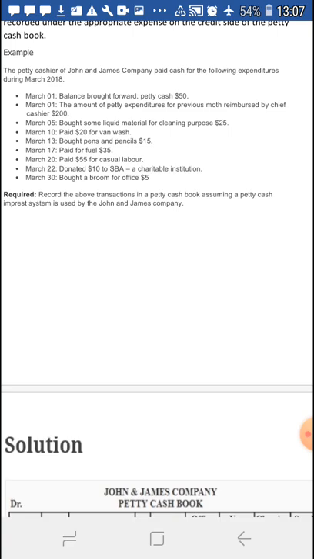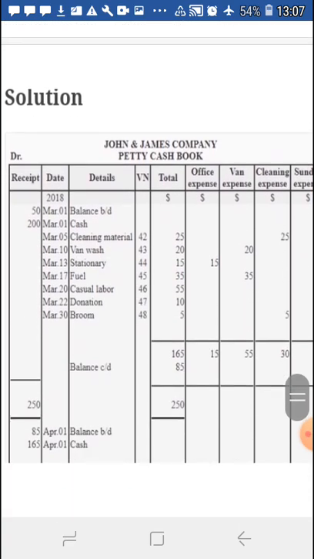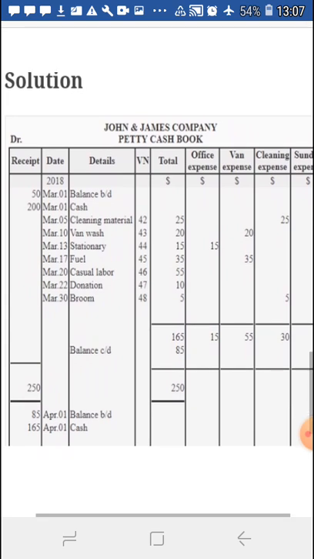Now, what to do? Record the above transactions in a petty cash book, assuming a petty cash imprest system is used by the John and James Company. Good. So here we have an imprest system, whereby the cashier will ask for the details of how the expenses were made in the previous month, and whatever balance they have will be added to the current month. I hope we get that.